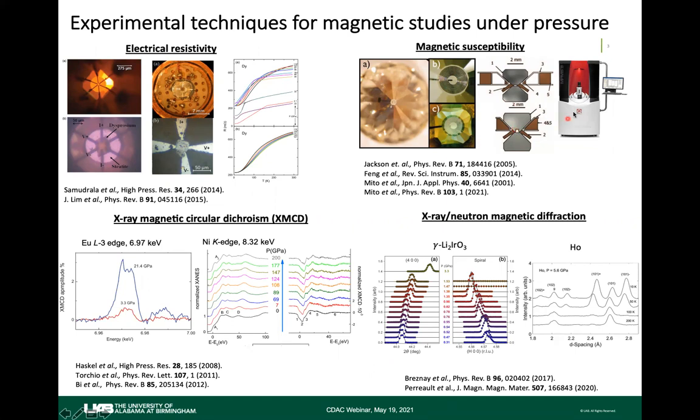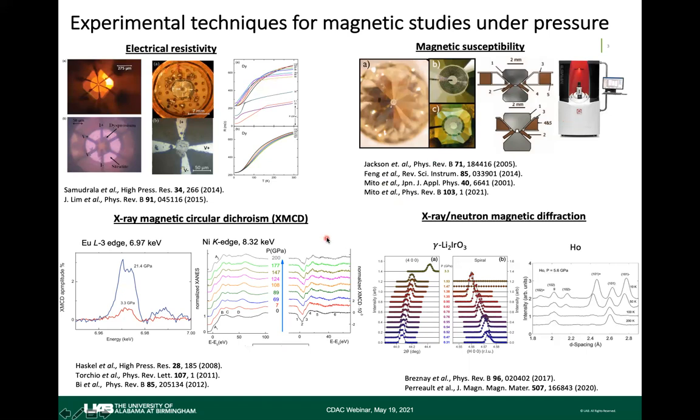And of course, with the commercial SQUID, for example, here is a Quantum Design MPMS system, the squeeze system. You can actually put a non-magnetic diamond cell, small enough to fit into the bore, and you can actually measure the magnetic susceptibility under high pressure. And a recent work done by Mito et al., just published in January this year, using a commercial SQUID and a small diamond anvil cell.